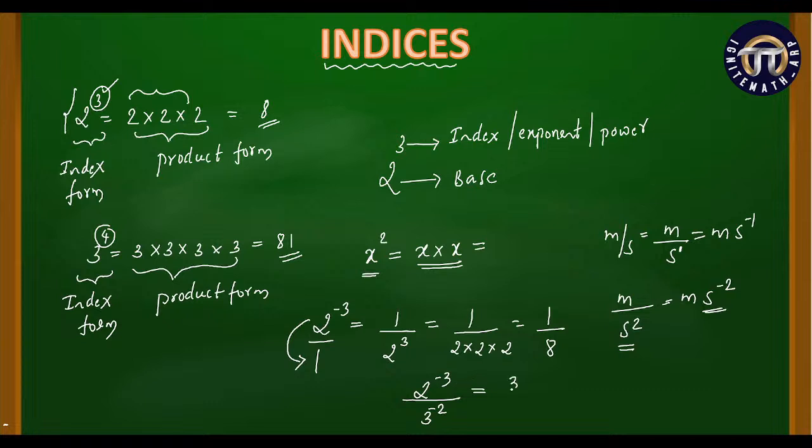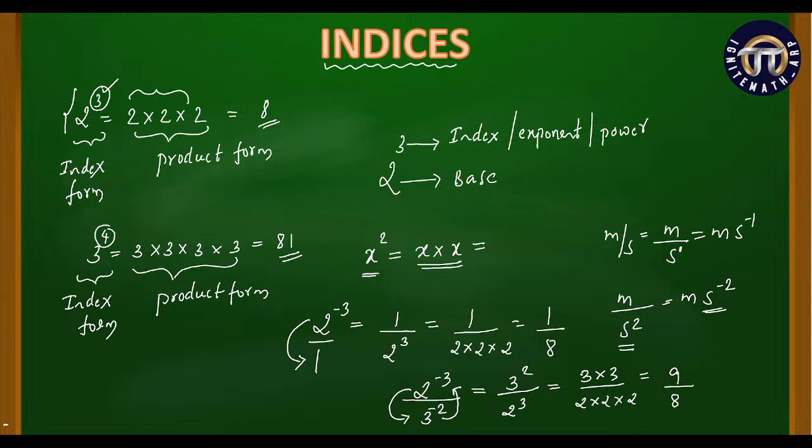So I write this one as 3 to the power of plus 2, because I am taking it from the denominator to the numerator. Then I am taking this from the numerator to the denominator, so I can write this one as 2 to the power of 3. So here I can write it as 3 into 3 by 2 into 2 into 2.